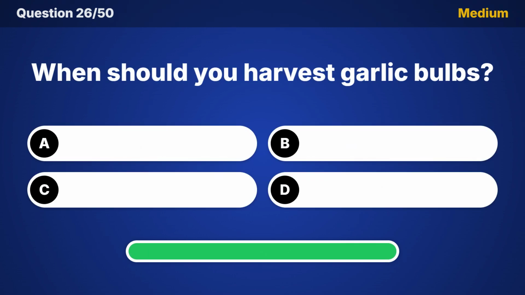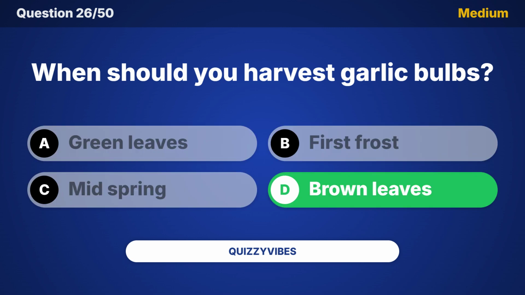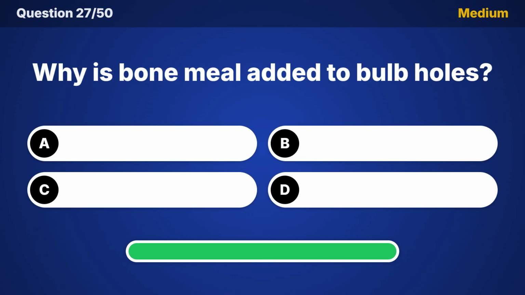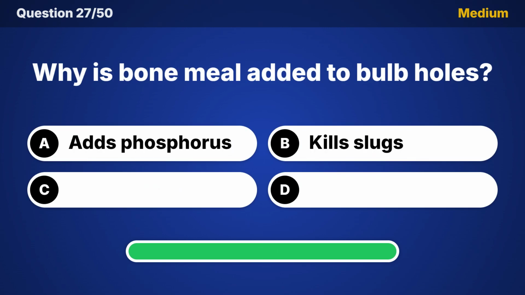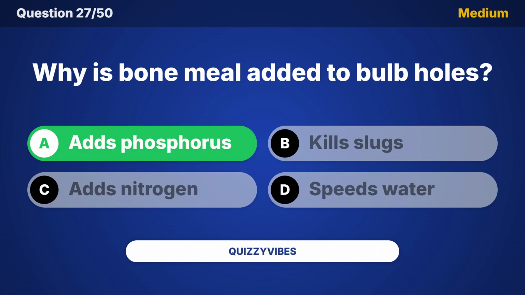When should you harvest garlic bulbs? Answer, brown leaves. Why is bone meal added to bulb holes? Here is the answer, adds phosphorus.